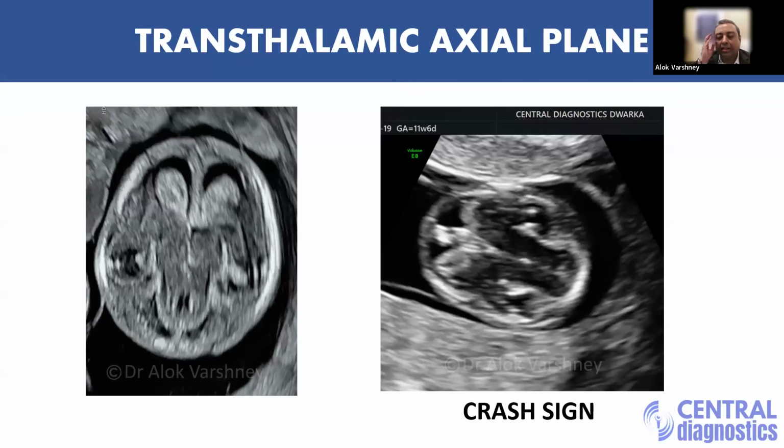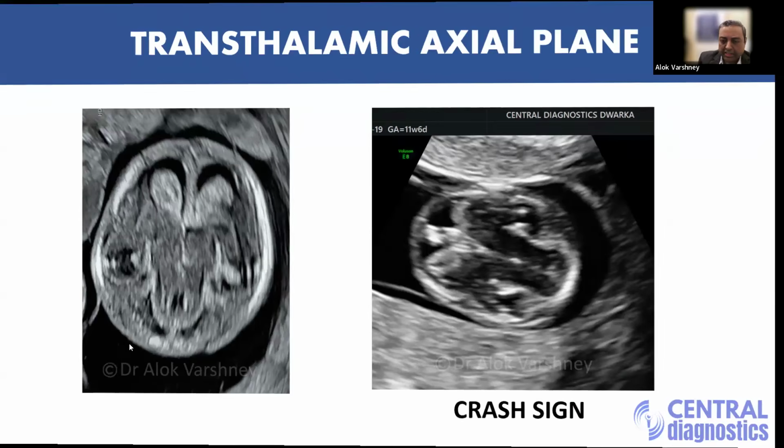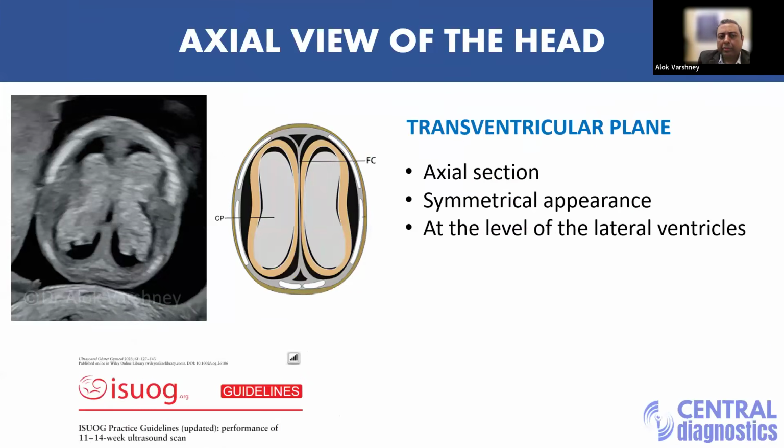And we know this sign is representative of a CSF leak somewhere, either from the brain or from the spine. And most commonly, we see open spina bifida, which is causing the crash sign. Then the third plane that we need to see is the transventricular plane.